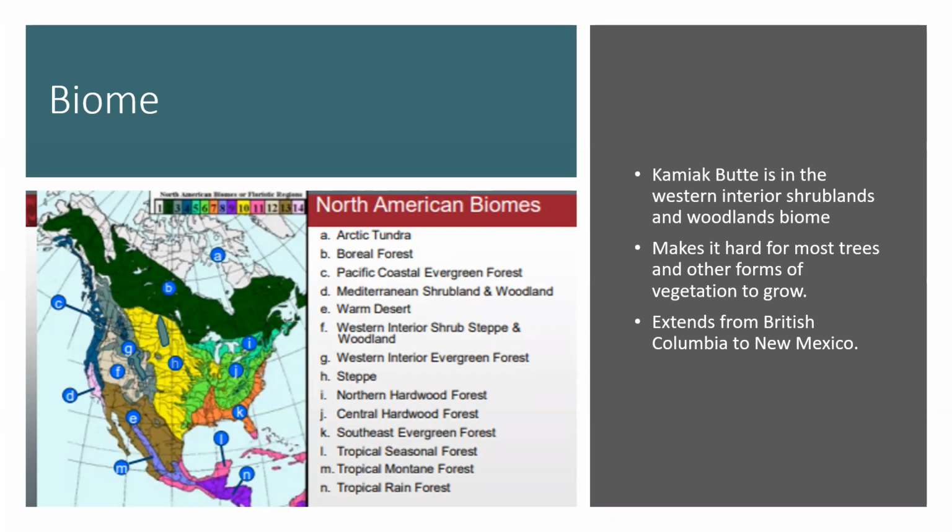Kamiak Butte is located in a western interior shrublands and woodlands biome. This particular biome makes it hard for most tree species to grow, which you'll see in the next few slides. This biome spreads all the way from British Columbia to New Mexico.